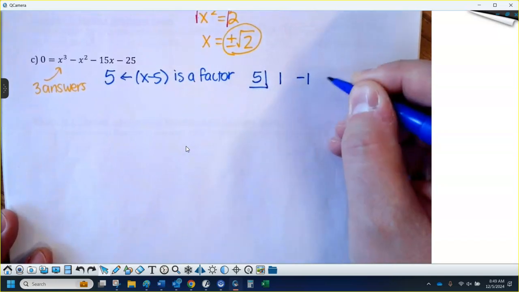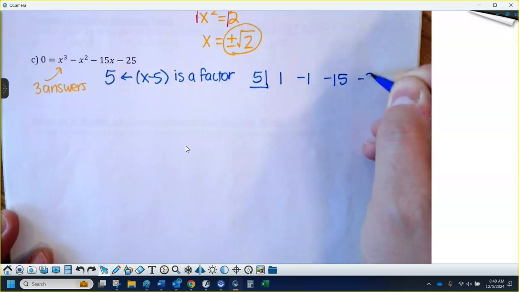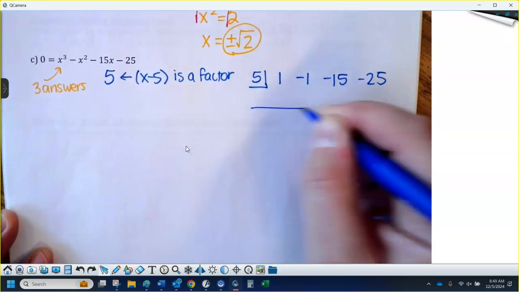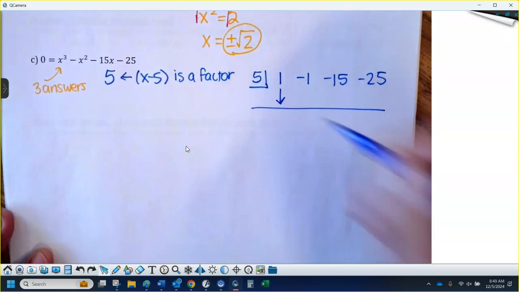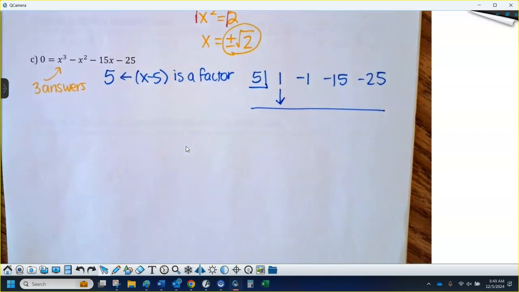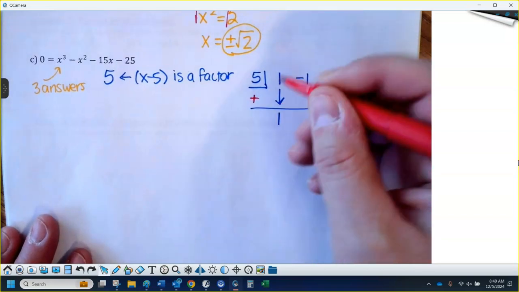Coefficients, I got 1, -1, -15, and -25. Just leave yourself a little bit of space, or if you want to do long division, you're going to get the same answer that I'm getting with the synthetic. So if you like that better, you are welcome to do that. Just that very first thing is to bring down that first coefficient, copy it, and then you can start the whole process where you're going to multiply and then add. So just multiply below the line and put it in the next open spot above.